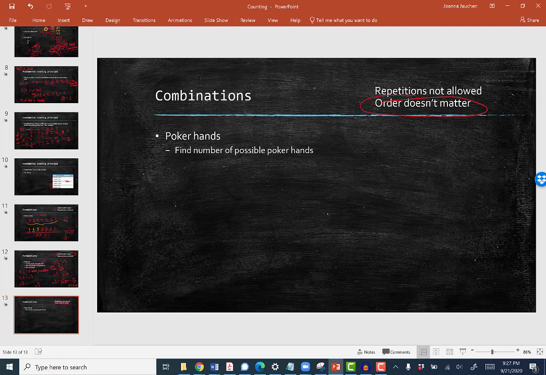An example of this is poker hands, where I don't really care what order I was dealt a king in, or if I have 4 aces, I don't care which one came first. I just care that I have a group of 4 aces. So these are great for probability problems that involve groups of things.